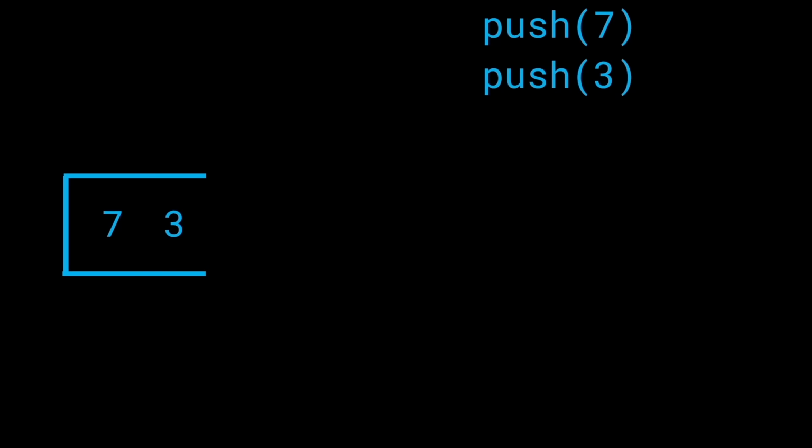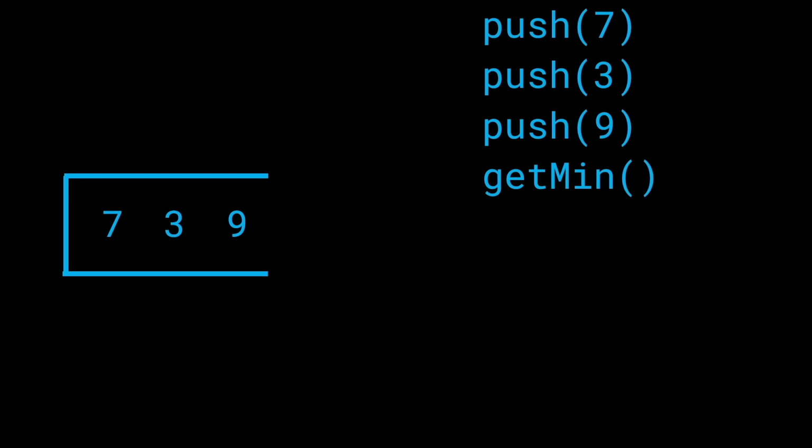All right, so this is the simulation we'll run. Let's say we get the query to push the value 7 onto the stack. So now this is how the stack is going to look with the value 7 on top of it. If we get push 3, we'll just add 3 to the top of the stack. We get push 9, we add 9 to the top of the stack. Now let's go ahead and say that we get the query getMin. What do we do at this point of time?